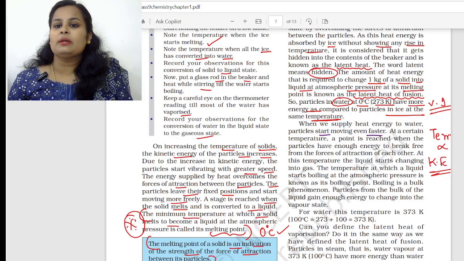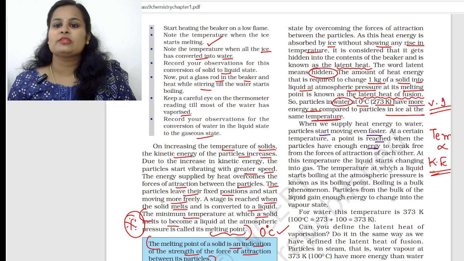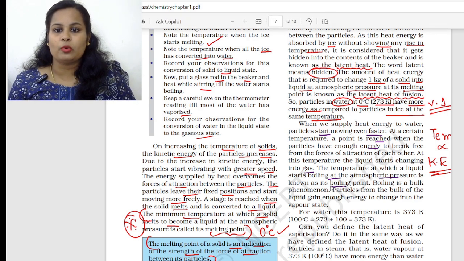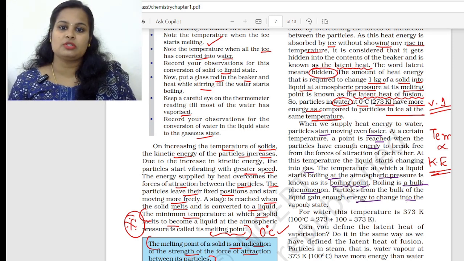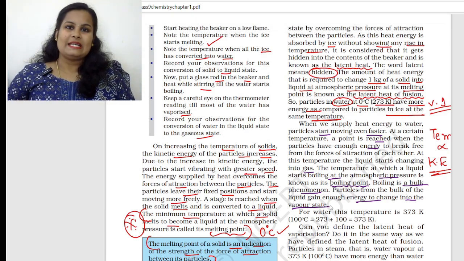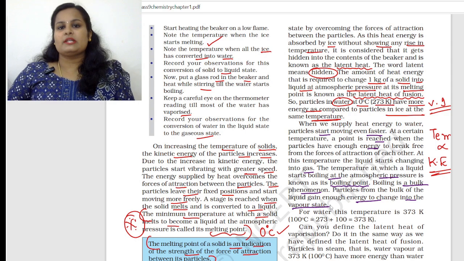At a certain temperature, a point is reached when the particles have enough energy to break free from the force of attraction of each other. At this temperature, the liquid starts changing into gas. The temperature at which a liquid starts boiling at atmospheric pressure is known as the boiling point. Boiling is a bulk phenomenon, and the particles from the bulk of the liquid gain enough energy to change into the vapor state. So we have one more definition here, which is boiling. It's the process in which the liquid gets converted into its vapor state.